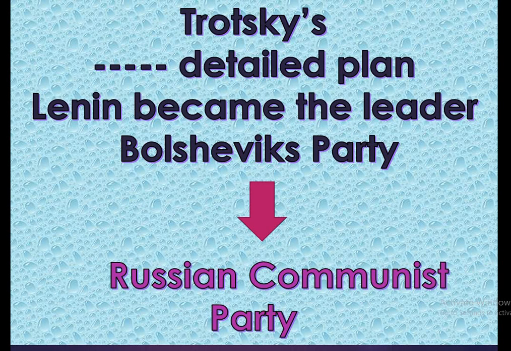Trotsky's detailed plan. He was a friend and supporter of the Bolshevik party. He planned in a detailed manner to make Lenin the leader of the Bolshevik party, and they achieved it. This Bolshevik party was later renamed the Russian Communist Party.